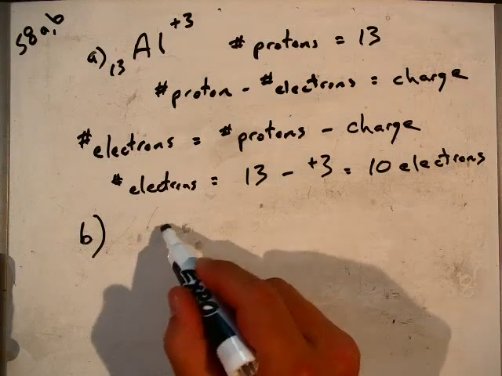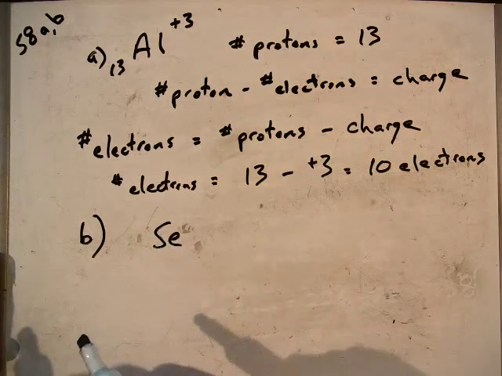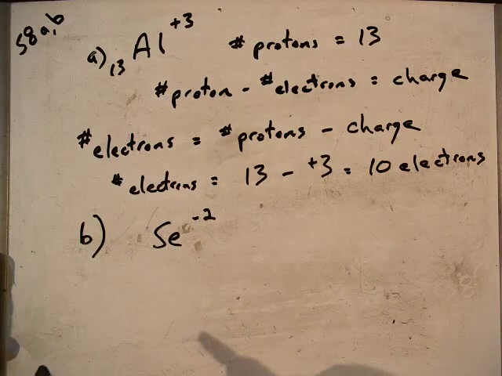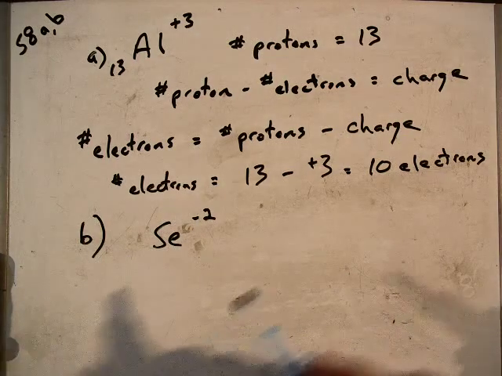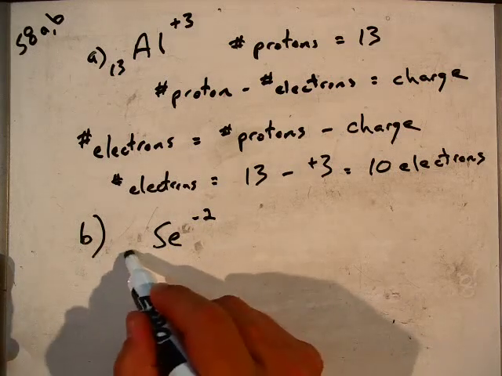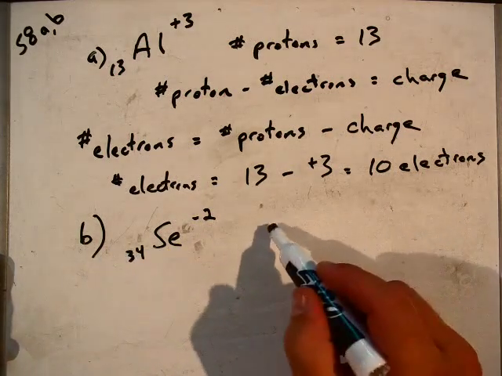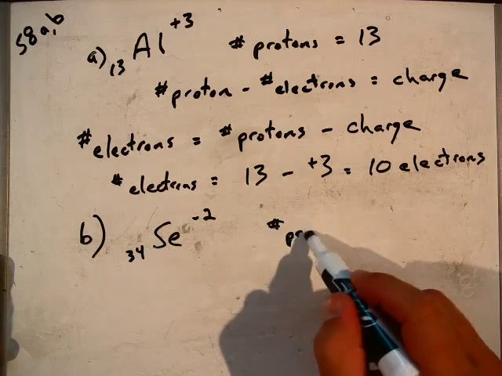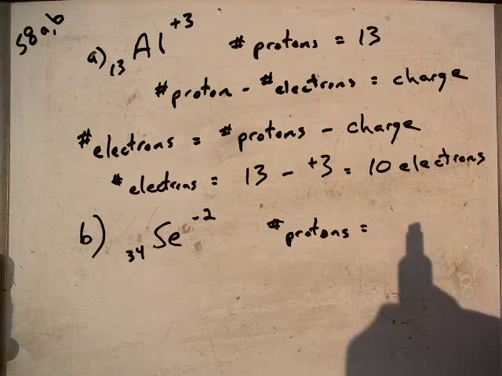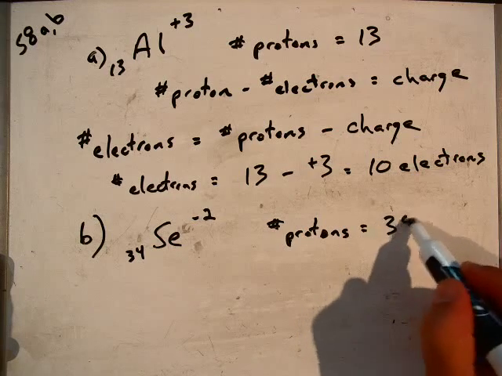Part B looks at selenium. Selenium is Se, and this selenium has a minus 2 charge. If we look up selenium on the periodic table, we see it has an atomic number of 34, and so that's what identifies it as selenium, by that number of protons, which is the atomic number.